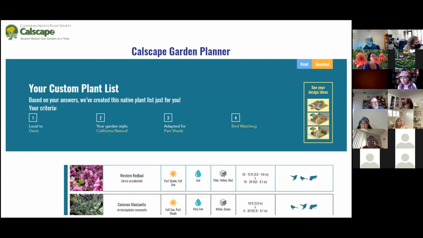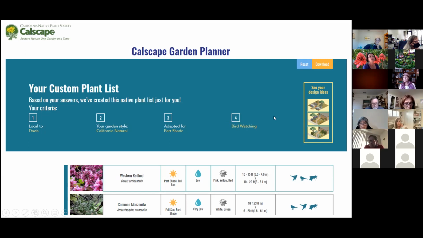But this is a tool for landscapers, but also home gardeners to look at what might be more appropriate if they're interested. So you can put here, I put in, for example, that I'm local to Davis and my garden style is California natural. Like I don't mind things being a little bit messy, but you can put in here that you prefer a more formal garden look, and it'll give you plants that are maybe more adherent to that look. And then I said, okay, what would I plant in partial shade? And I'm also interested in bird watching. And again, these parameters, you pick what you want, but it'll always give you a list of appropriate native plants that will do well in these criteria that you choose here.